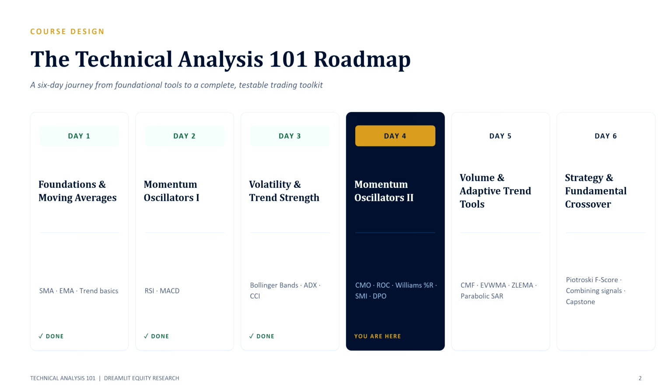Day 5 moves into volume and adaptive trend tools, Chaikin money flow, an elastic volume-weighted moving average, zero-lag EMA, and parabolic SAR. And Day 6 closes with a strategy and fundamental crossover, the Piotroski F-score, combining signals across the whole course, and a capstone project. Today is a second, deeper pass on the same momentum question Day 2 opened. You're refining a question you've already started answering, not starting a new one.